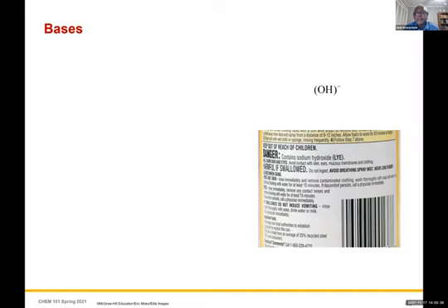Bases are substances that dissolve in water and produce hydroxide ions. Acids produce hydronium ions. So this label is about sodium hydroxide solution. Lye is a solution of sodium hydroxide. We use sodium hydroxide to produce biodiesel. This is not something that you should be drinking or putting in food. So food labels need to be read.